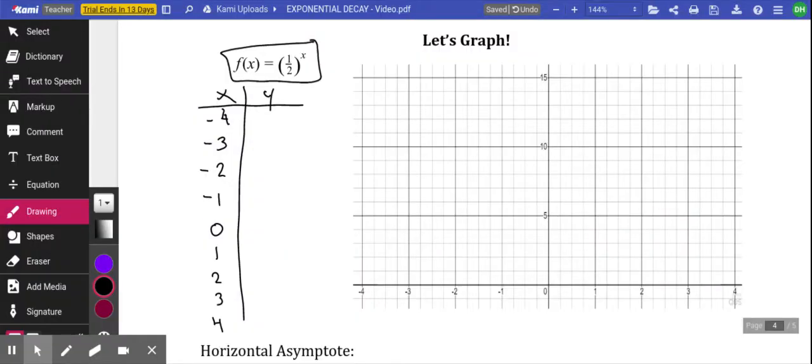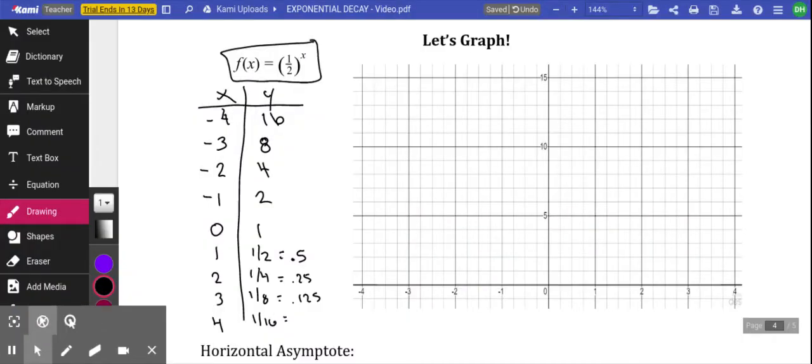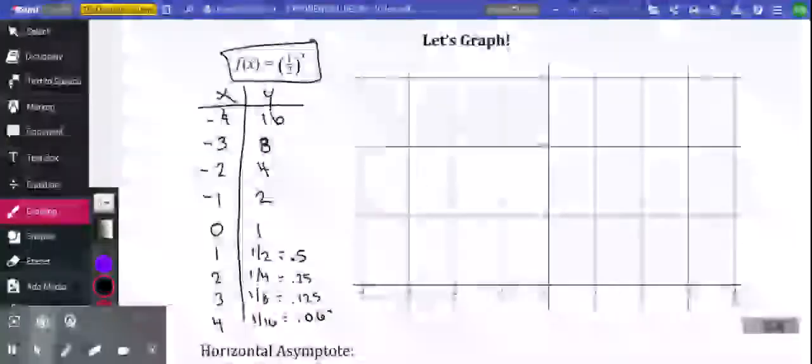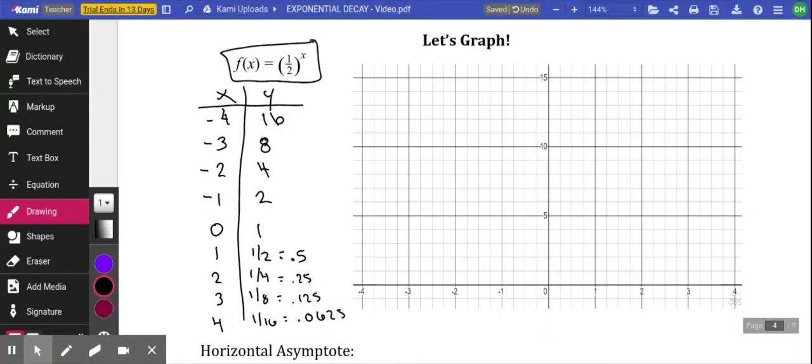But we are expecting a decaying or decreasing type of model because our base is less than 1. And so we'll get a 16 and an 8 and a 4 and a 2 and a 1. And let's go 1/2, 1/4, 1/8, 1/16. And we may convert these to decimals. So we've got a 0.5, we've got a 0.25, we've got a 0.125, and a 0.0625. And we'll graph those as carefully as we can.